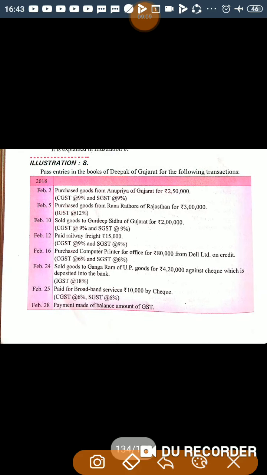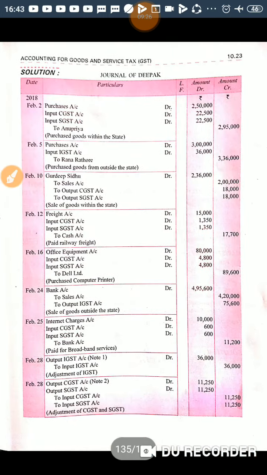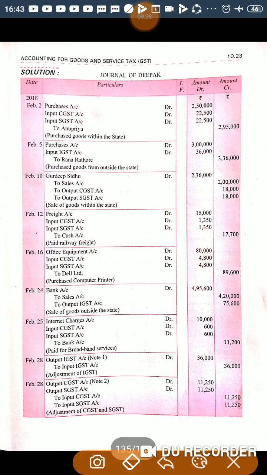Now next transaction is February 25, paid for broadband services of rupees 10,000 by check, and CGST and SGST 6% each. So this is expenses, internet charges account debited, increase in expenses should be debited, and input CGST and SGST will be debited as they are assets and they are increasing in the business, and the bank balance is decreasing, we are making payment. So total amount we will pay through check is 11,200.